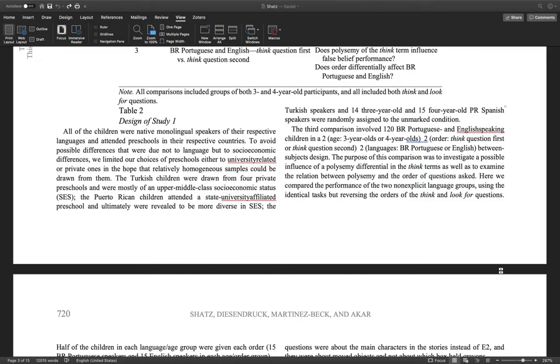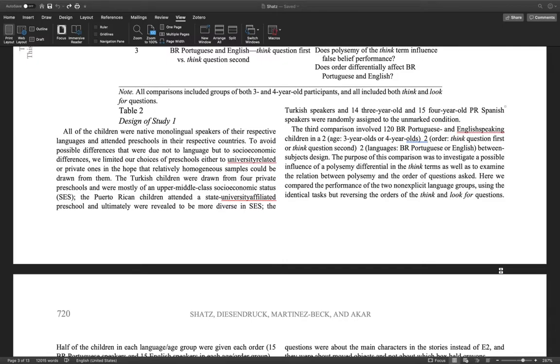So they threw in an order condition, and they're going to ask the think question first, or the think question second. Now, they haven't told us the method yet, and this is frustrating me with this paper. To me, this is the biggest flaw with this paper, is how they expect me to know the method. So now I got to translate for you from what I've read already.